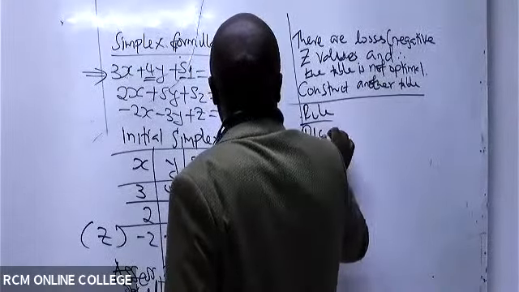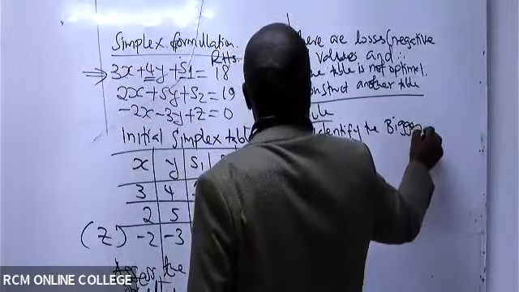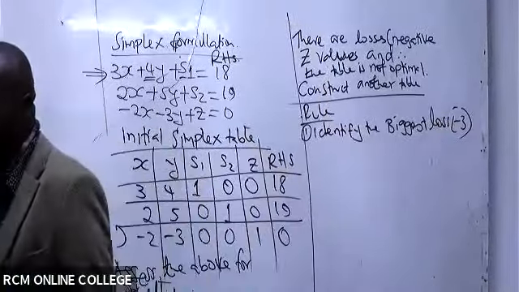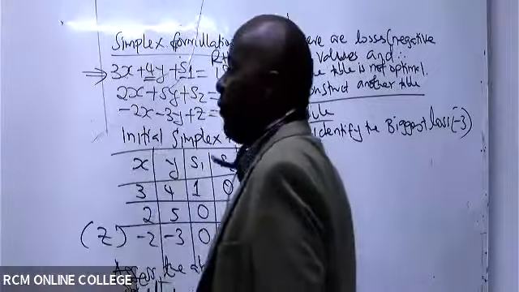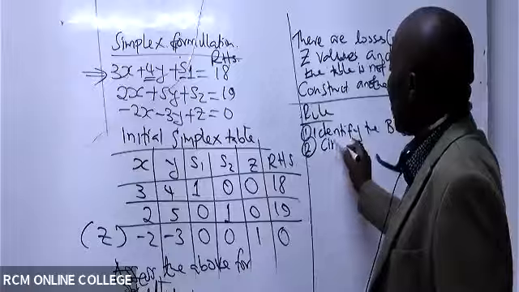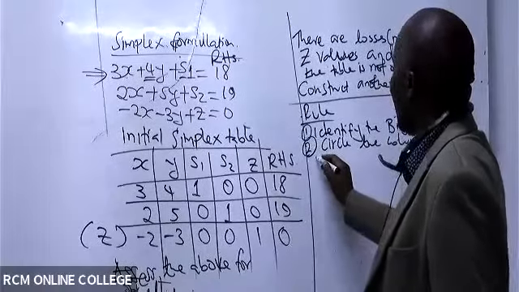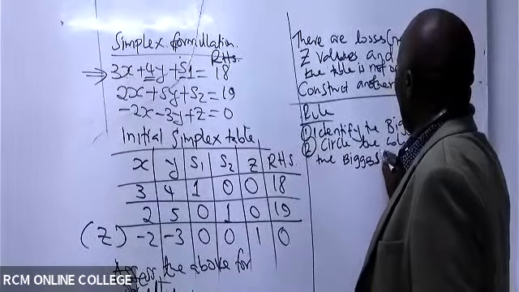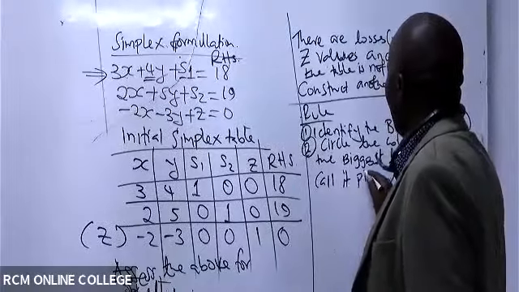Number 1, identify the biggest loss, which in this case is minus what? You identify it in the Z row, which is -3. After you identify the biggest loss, ladies and gentlemen, number 2, circle the column of the biggest loss and call it the pivot column.